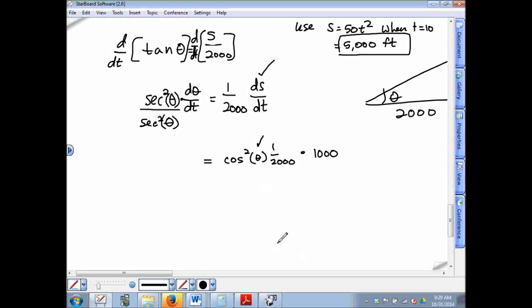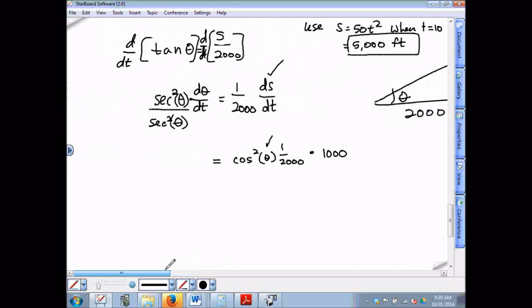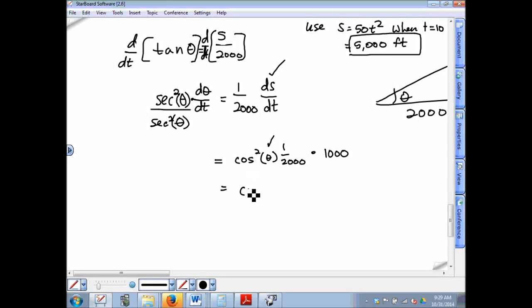And do we know theta? We do, we did it. It was 1 point something, approximately 1.19. So now we have cosine squared of 1.19 times 1/2000 times 1,000. Then we just do that. So that's going to be 1/2. And that's equal to d theta dt.